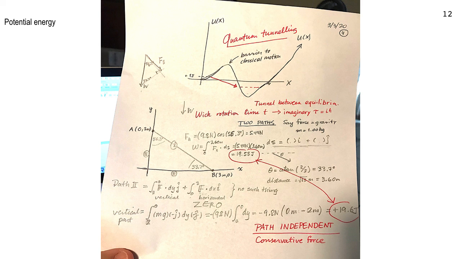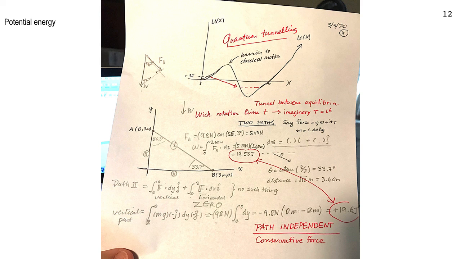So that's just equal to minus 9.8 newtons times 2 minus 2 meters minus 0 meters. No, that's not right. It's the other way around. 0 meters minus 2 meters. And that's equal to positive 19.6 joules.